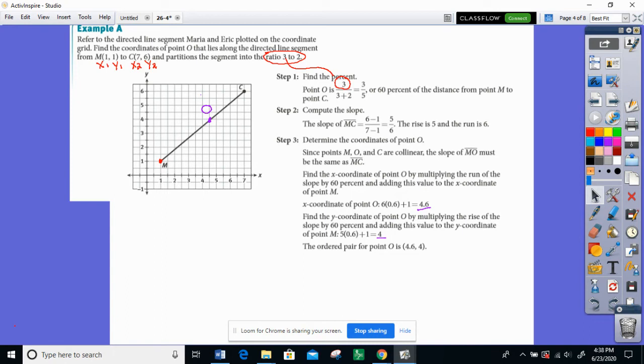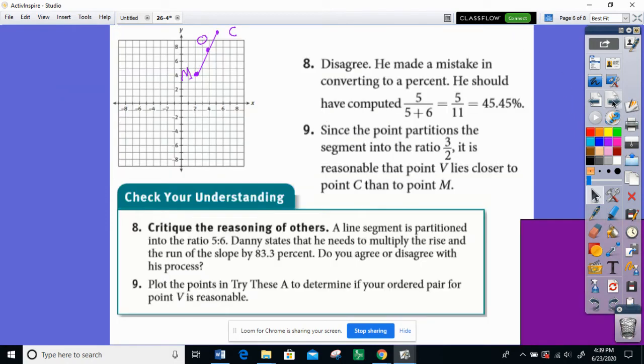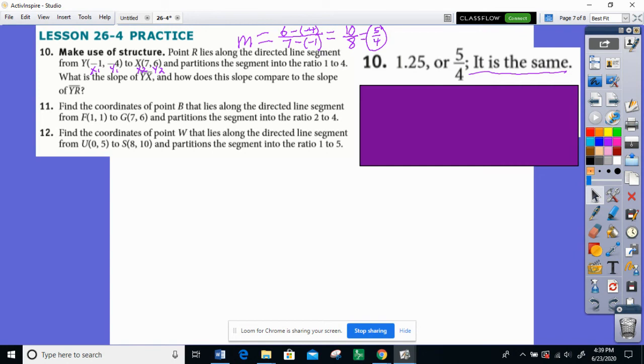So if we do the slope from M to O, that's the same as the slope from O to C. That's the same as the slope from M to C, as long as M, O, and C are all points that are collinear. So that's why you have to have the same slope.